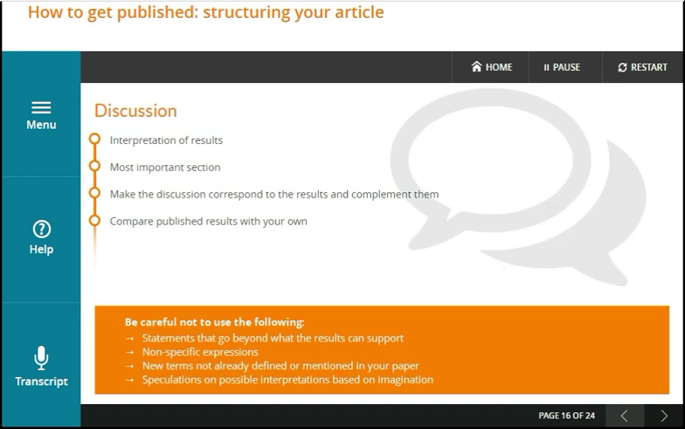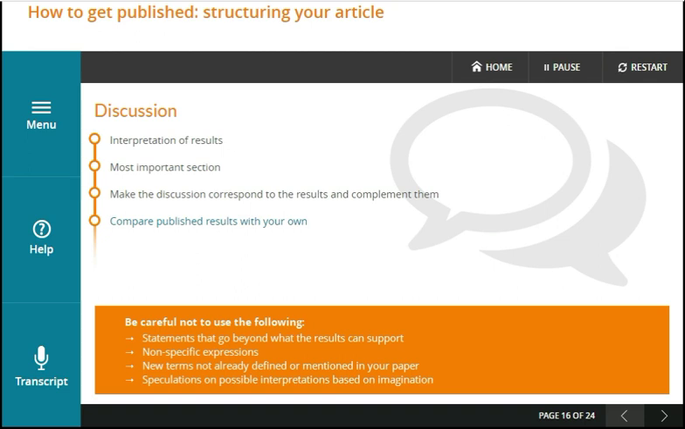The discussion section is where you interpret what your results mean. This is the most important section of the article. This is where you get the chance to sell your data. A huge number of manuscripts are rejected because the discussion is weak or only includes mere description of the results. Make sure the discussion corresponds to and complements the results, but do not simply repeat the results here.